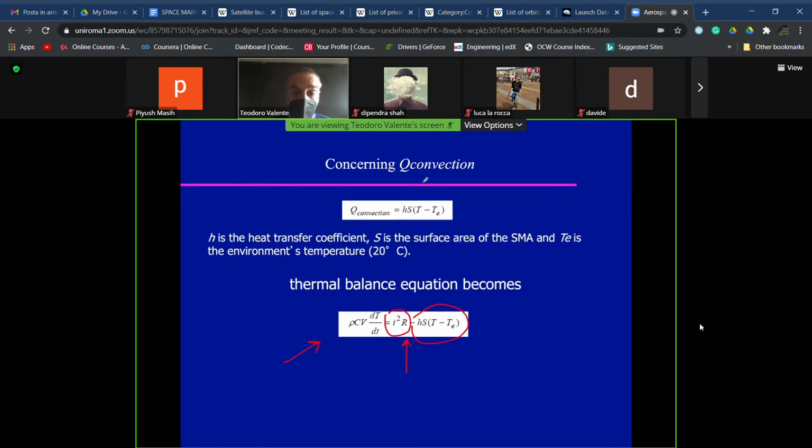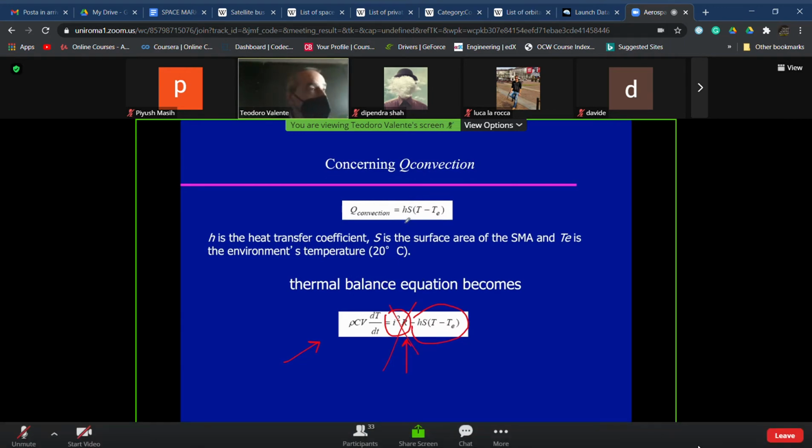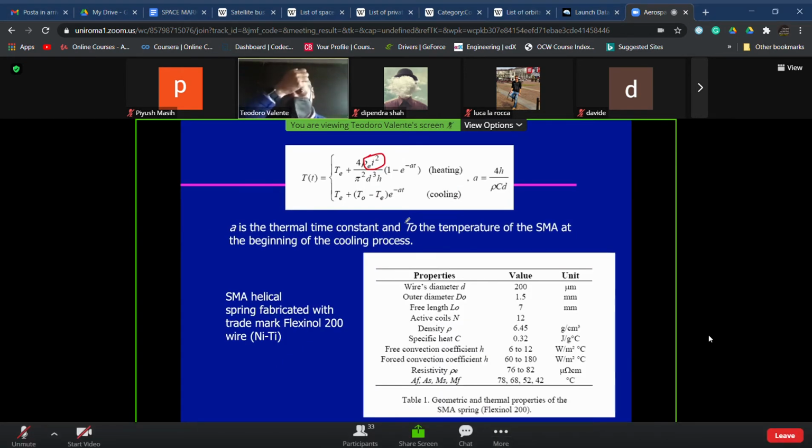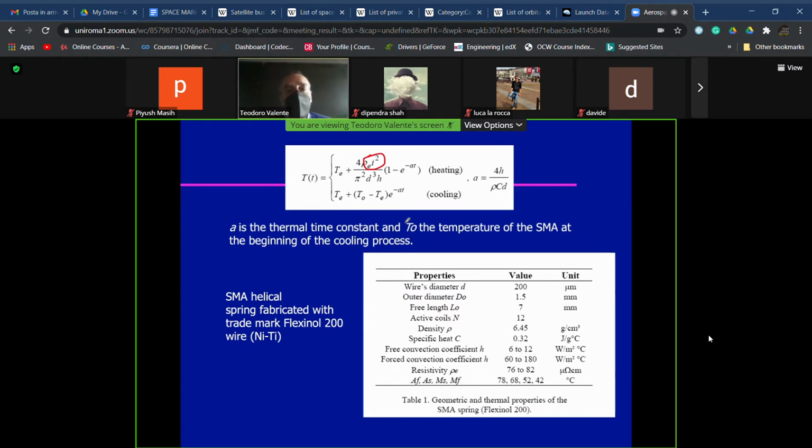During the cooling phase, obviously, this term is put equal to 0. We do not have the Joule effect. We have just losses by convection, and so a decrease of the temperature of the material. By solving this simple differential equation, we know how to graph the temperature variation with time, provided that we know the properties of the material. One example for this alloy, which is called Flexinol 200, is reported here.